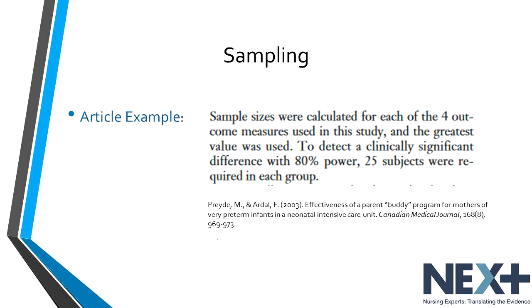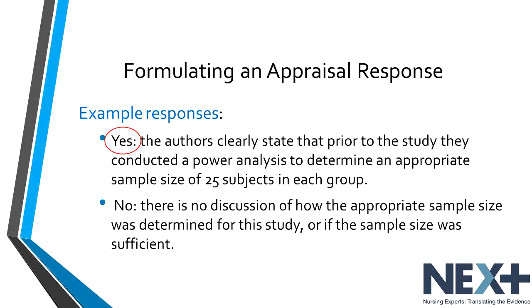Authors don't always report this, thus leaving readers to wonder if an adequate amount of participants were included. In forming your appraisal response, decide if the authors provided any clear description of how the sample was determined to be sufficient for the purpose of their study. If you're not able to identify any description or discussion, simply formulate your answer as a no, stating that as a reader, you couldn't clearly identify any discussion that helped you determine if the sample size was appropriate for this study.